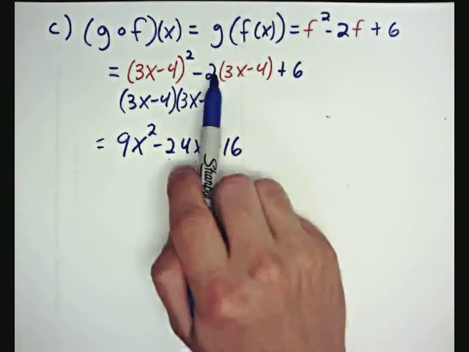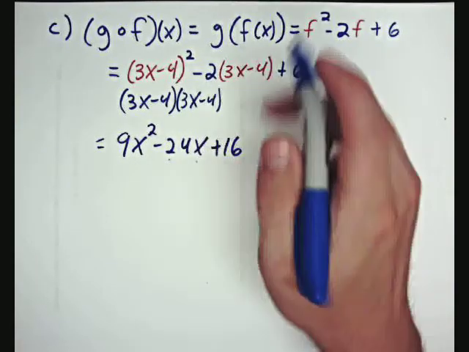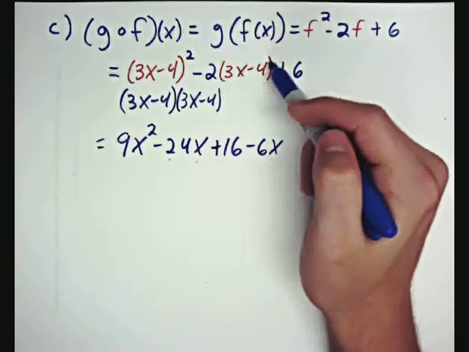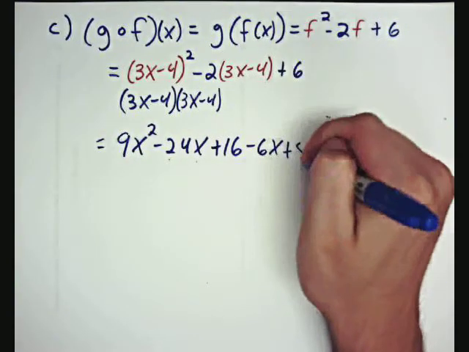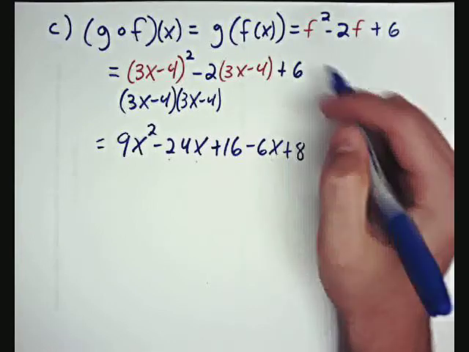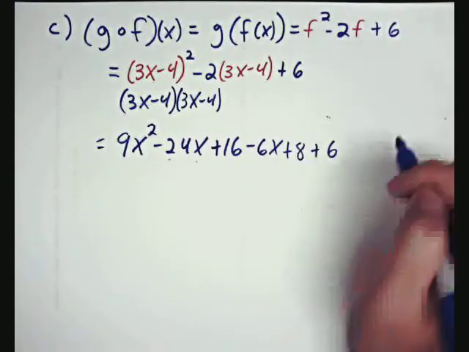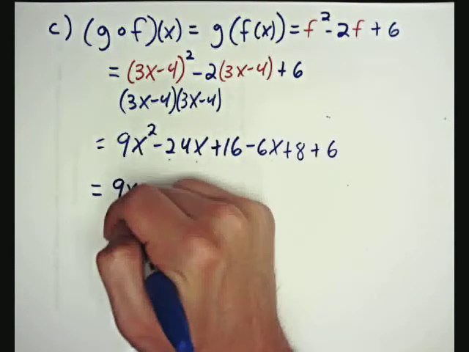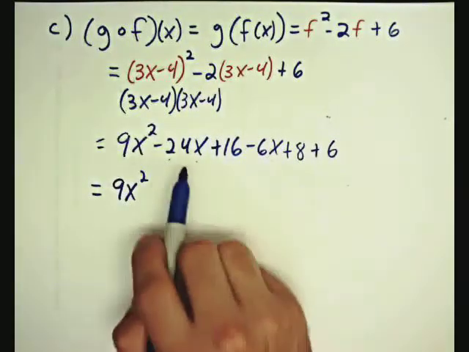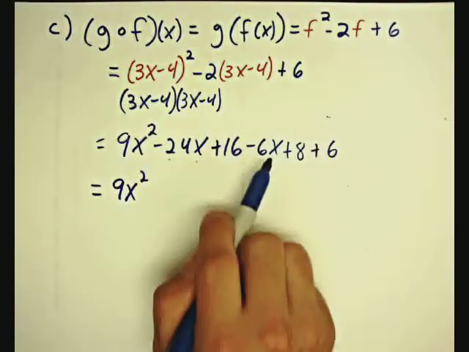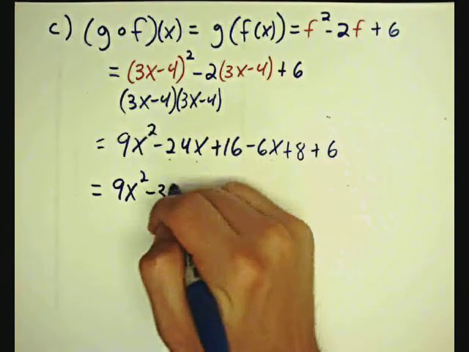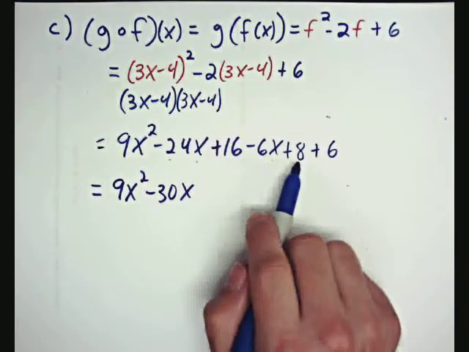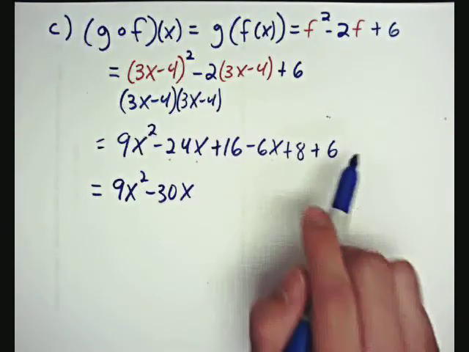Use the distributive property. Minus 2 times 3x is minus 6x. Minus 2 times minus 4 is positive 8. And then plus 6. Combining like terms, 9x squared. Negative 24 minus 6 is negative 30x. And 16 plus 8 plus 6 is 30.